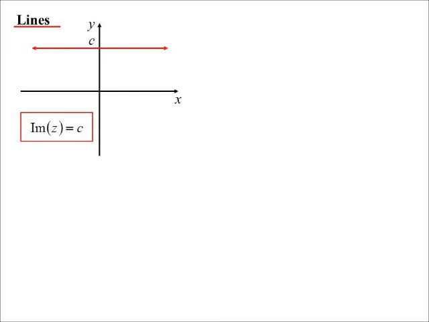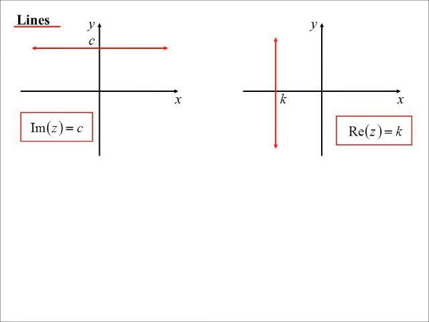Right, lines. We talked before very, very briefly about lines. It was horizontal lines and vertical lines. You remember, a horizontal line we said could be labelled the imaginary part of z is always equal to c, or a constant. Vertical would be the real part of z is always equal to a constant. Not all lines, of course, are horizontal or vertical. Some are at an angle.